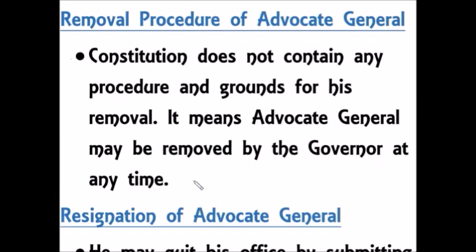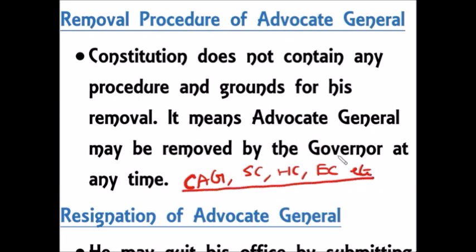For constitutional posts like CAG, Judge of Supreme Court, High Court, Election Commission, etc., the removal procedure is very tough, so that it makes the office independent of the executive. To remove these constitutional posts, the motion should be passed separately in both Houses with a 2/3 majority. We will discuss this in individual video lectures.